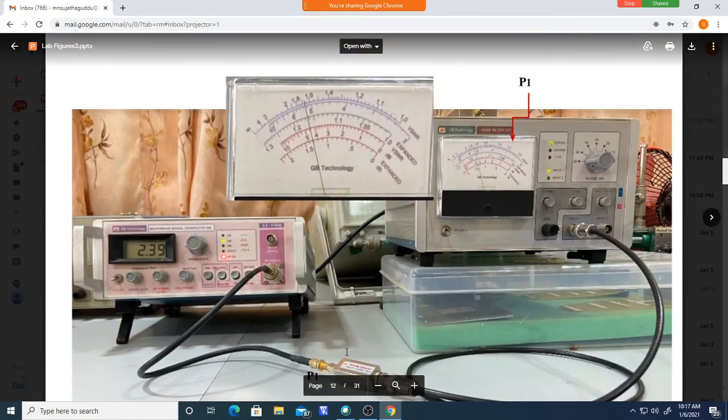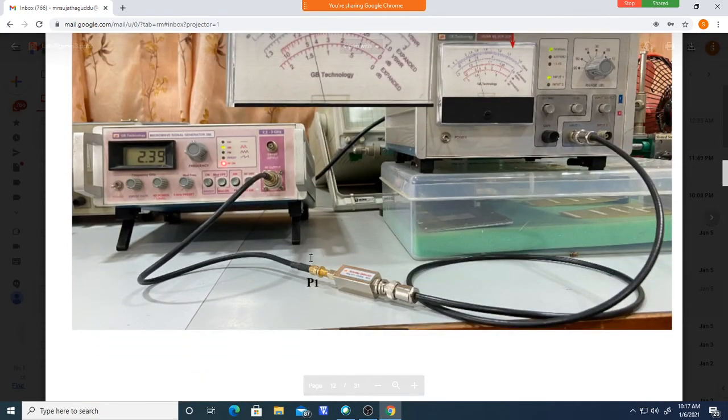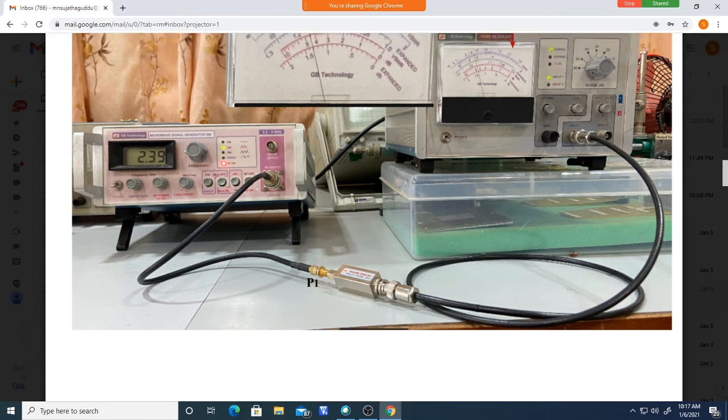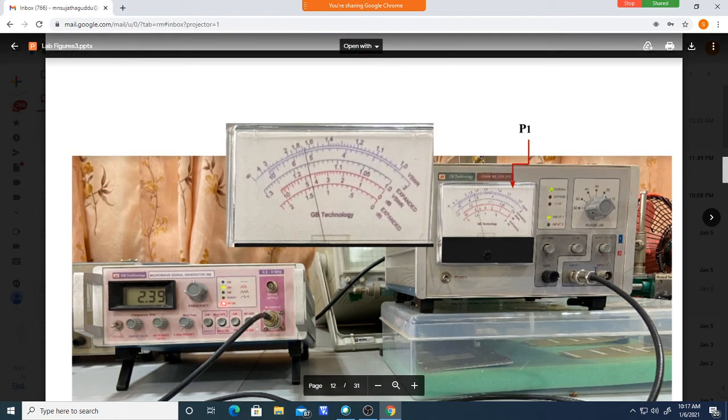I have taken the power from here and given it to the detector. Here the AM signal is coming, and that AM signal is demodulated using this. A square wave is coming, and that square wave power is the same as the power of this. I am passing it through this to the VSWR meter, the power meter, and I have taken 30 dB. This is the selection of what range you should choose, 30, 40, or whatever it is.